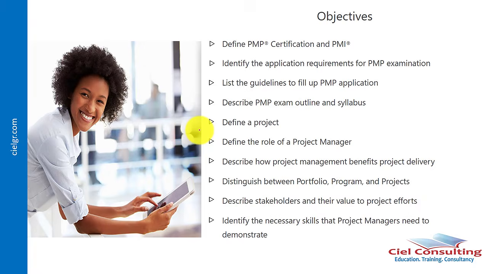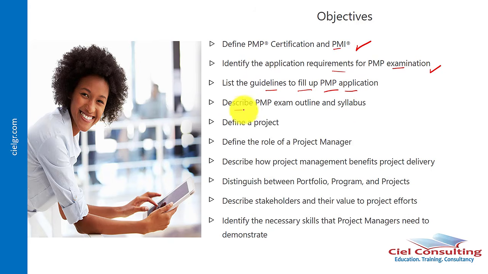So we're going to be taking a look at these interesting topics in the very first part of our discussion. We're going to be talking about what the PMP is, and then also what we mean by the PMI. Then also we're going to be taking a look at what it requires you to be eligible for the PMP certification exam, which is what we refer to as a requirement for the PMP examination. And then also we're going to show you the guidelines that you need to follow in order to fill up your PMP application. So in essence, if you want to apply for the exam, what exactly do you need to do to be able to apply for the exam?